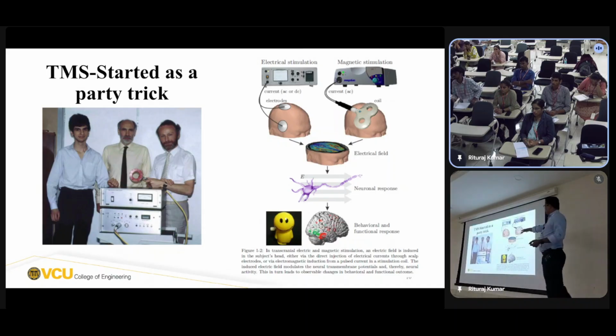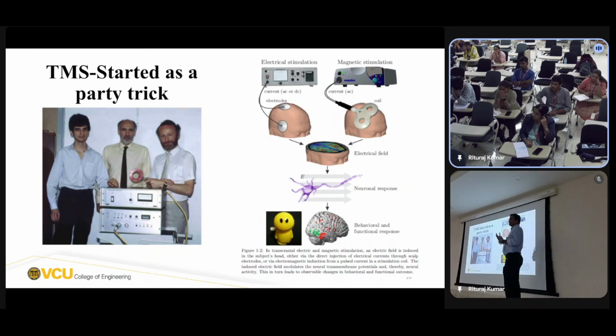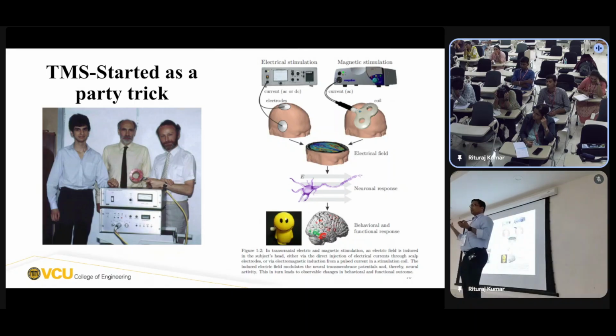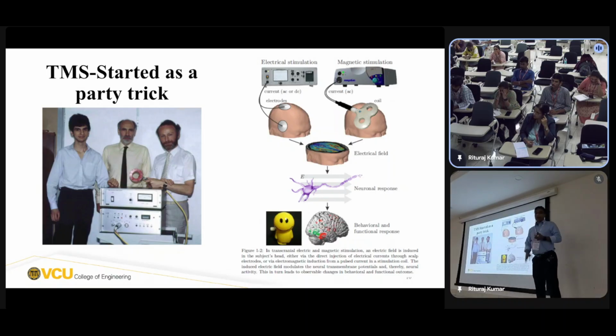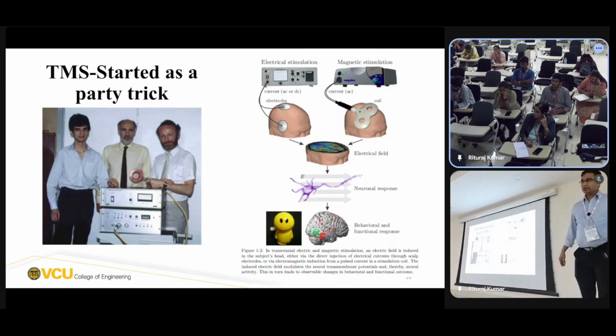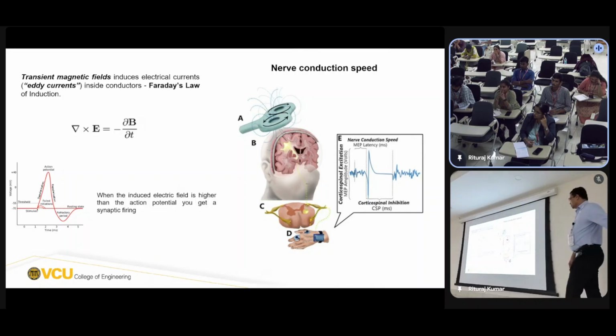So it started as a party trick, but then they started to see that it was easy to connect because they were already looking at ECT, how it was reducing depression. So they tried it to treat depression, and it worked. And now it's quite widely used for treating depression. So how does it work?